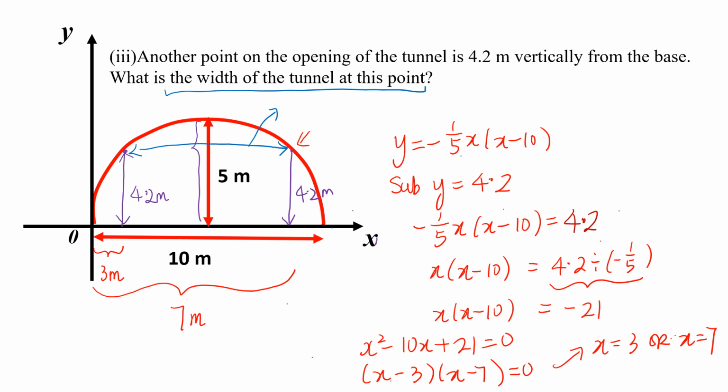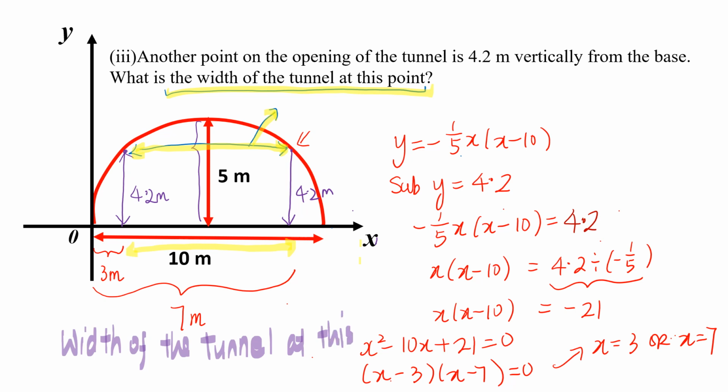And what we are interested to find is this distance here, which corresponds to the distance we said earlier we're interested to find. Right. So how are you able to find the distance that is marked in yellow? Quite easily, the width of the tunnel at this point would just be 7 minus 3 equals 4 meters.